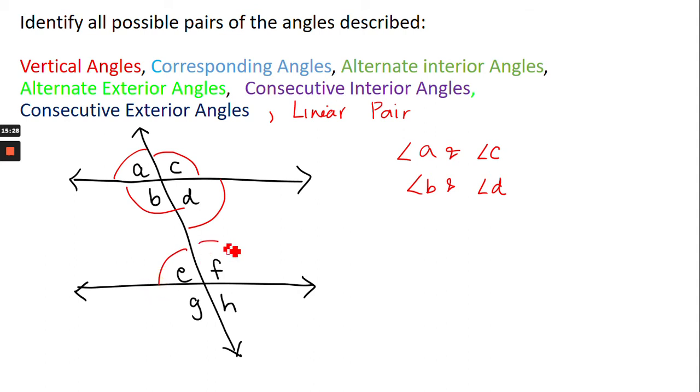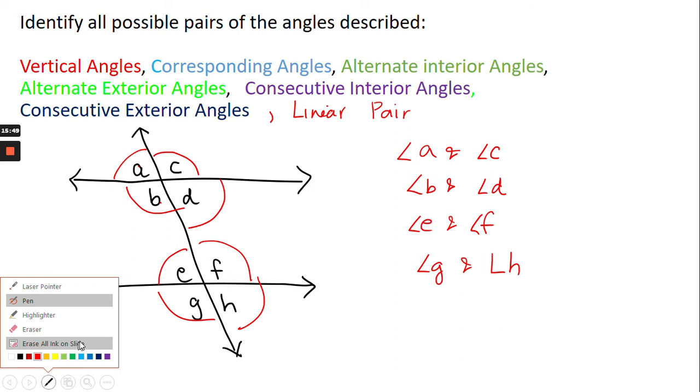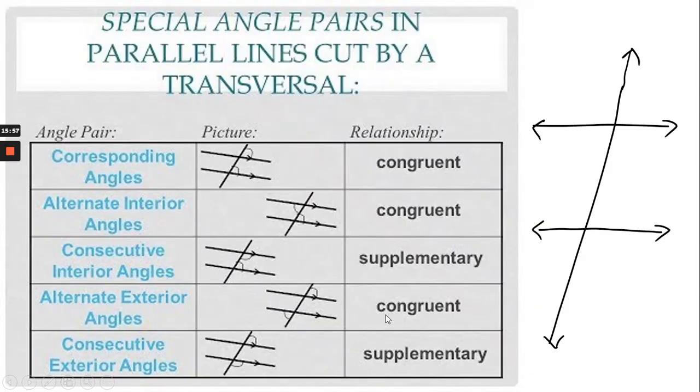Angle E and angle F, angle G and angle H. Also, you can say that A and B are linear pairs, C and D, E and G, F and H. Alright. Now let us put a measurement to all these angles. What can we say about the measurement of these angles?